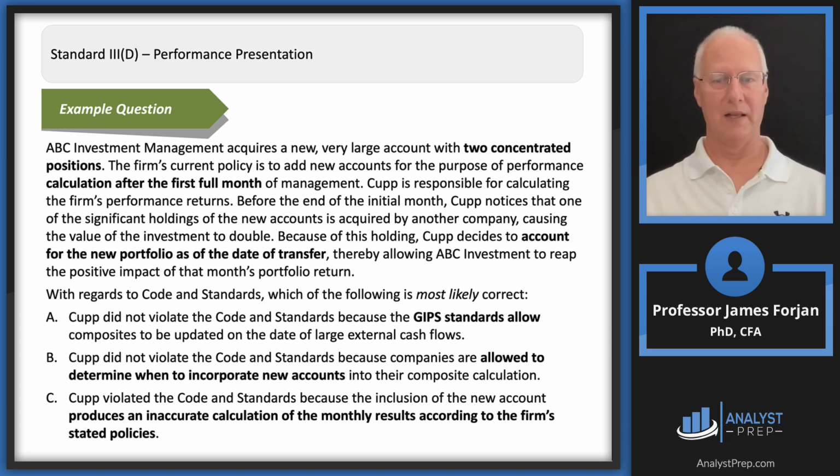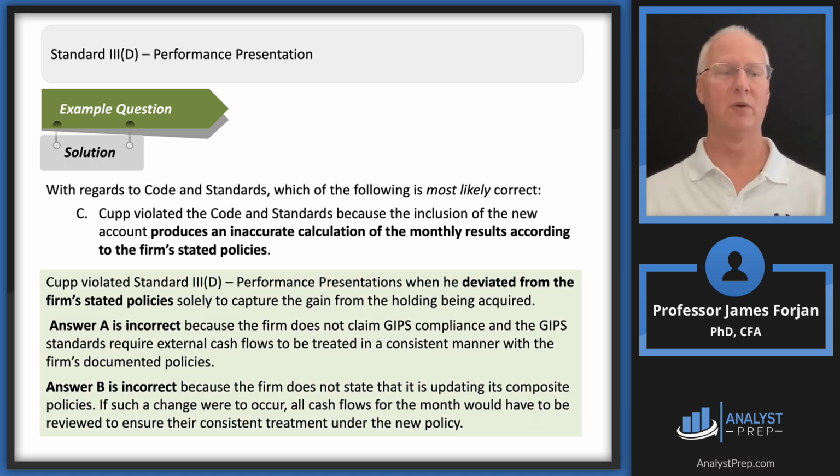Let's see, we did not violate because the GIPS standards allow for composites to be updated. Well, that makes perfect sense, right? However, it violates our current policy. We did not violate because companies are allowed to determine, right? That makes perfect sense here. But what we did is we produced an inaccurate calculation of the monthly results. And so what is the most likely correct there? C is our correct answer.